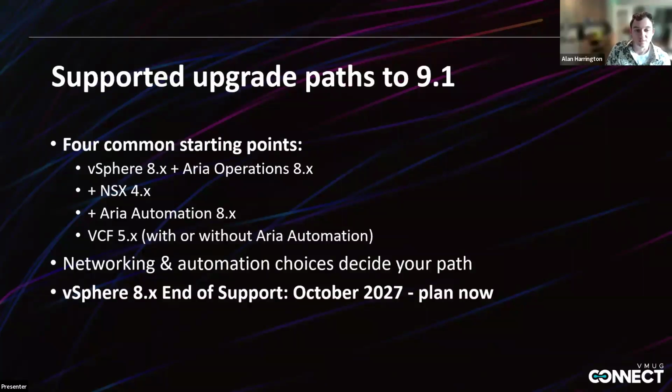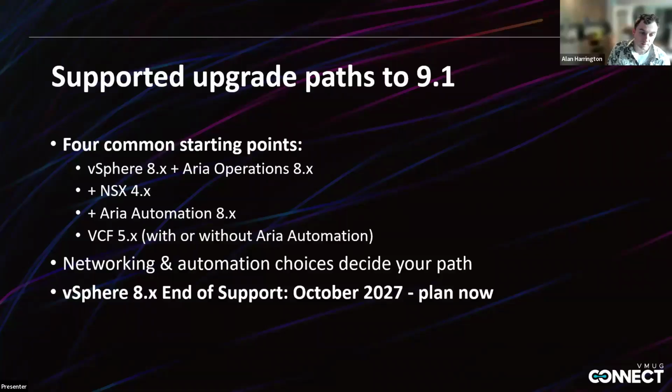The supported upgrade path to 9.1. There are 4 common starting points. There's vSphere 8 and Aria Operations 8, plus NSX 4, plus Aria Automation, depending on what you have. And then you have VCF 5, which is what has typically been deployed, with or without automation. So the networking and automation choices you decide today are what's going to decide your path later on.